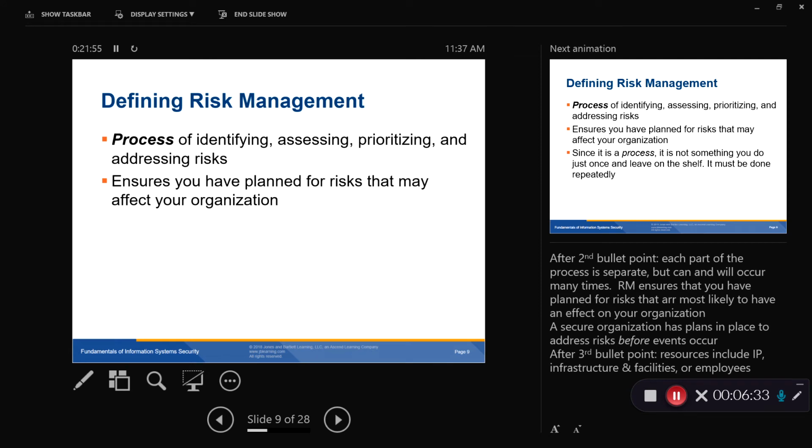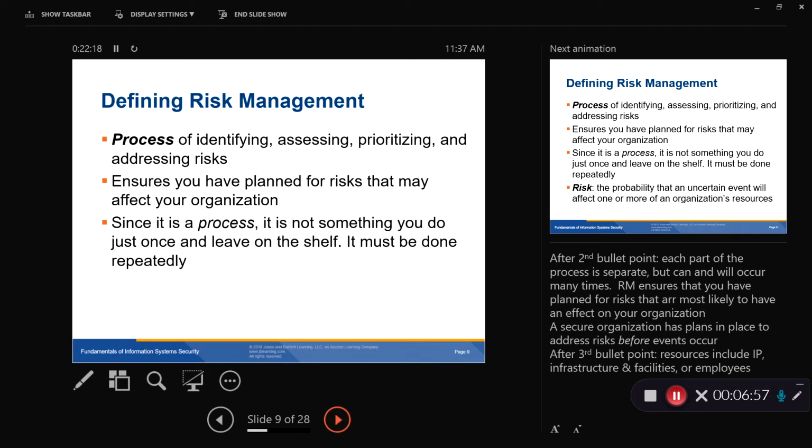Surely in Savannah, Georgia, we're not planning for earthquake. But if you have a business here, of course, as we just saw, you're planning for hurricanes. So, again, that's risks most likely to have an effect on your organization. A secure organization has these plans in place to address risks before the events occur.